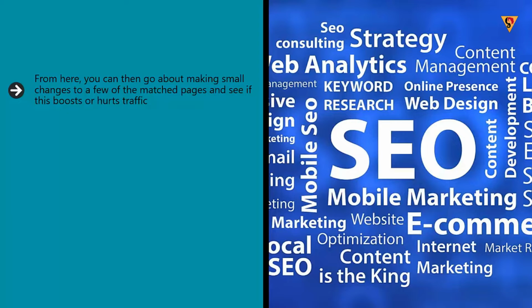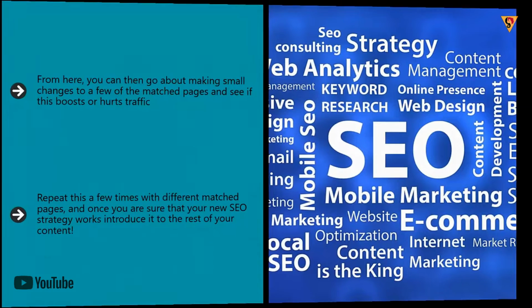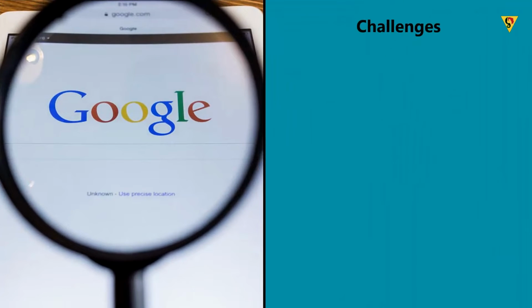You'll then watch the difference in your stats, making sure to collect as much data as possible. Repeat this a few times with different matched pages, and once you are sure that your new SEO strategy works, introduce it to the rest of your content. Challenges. Of course, this option is not perfect. In case you hadn't already figured it out, one big issue is that both versions of the page are targeting different keywords or competing for the same ones, which massively skews your results.